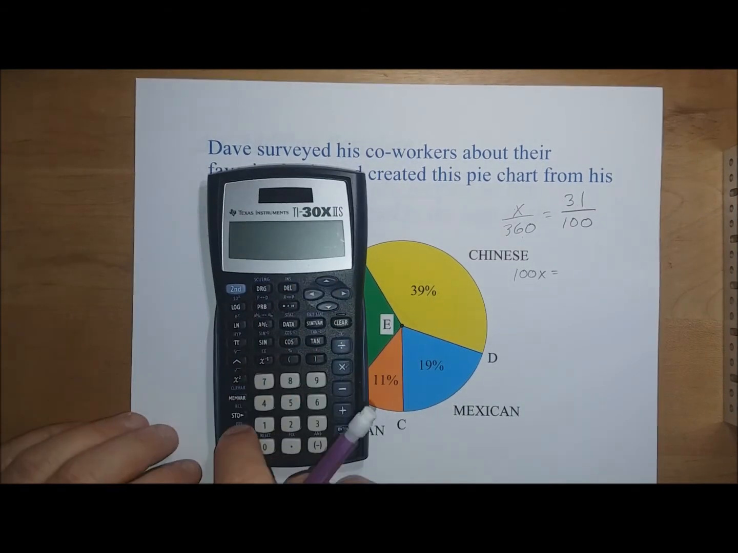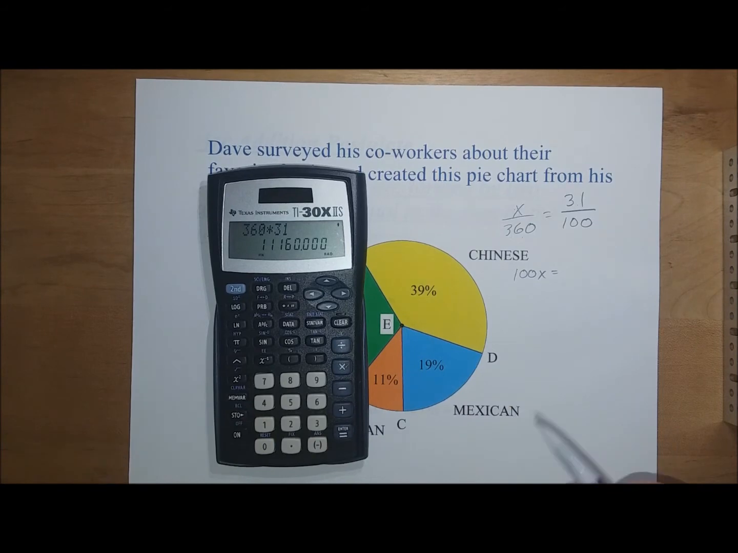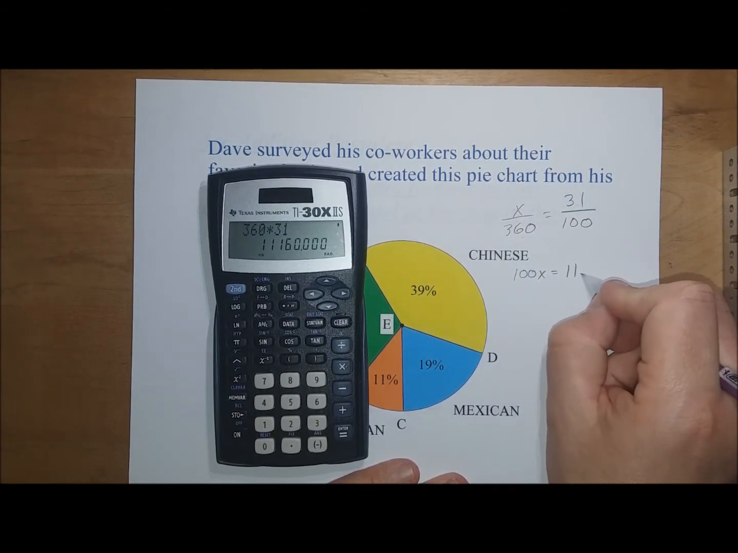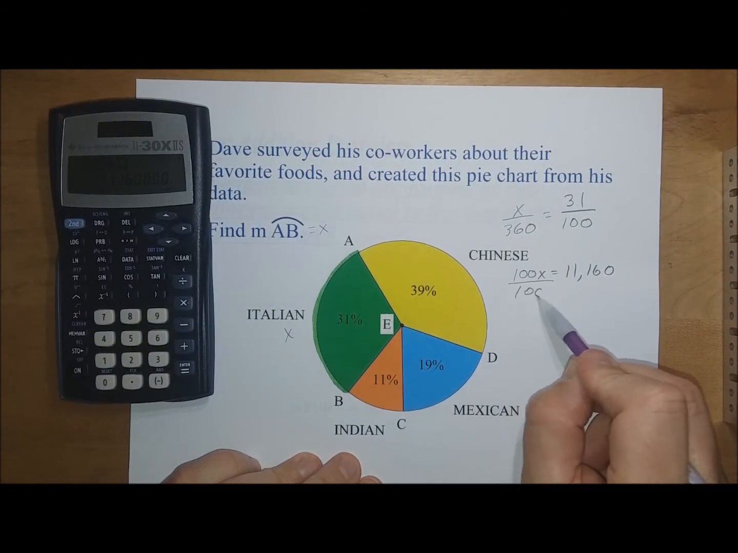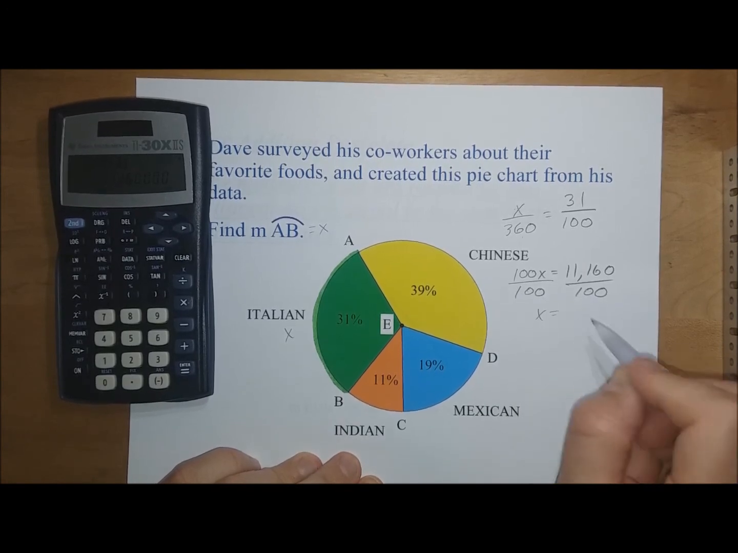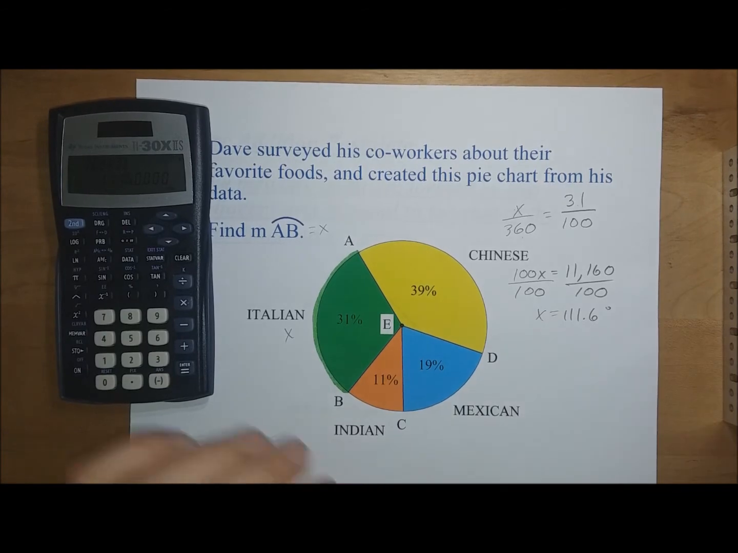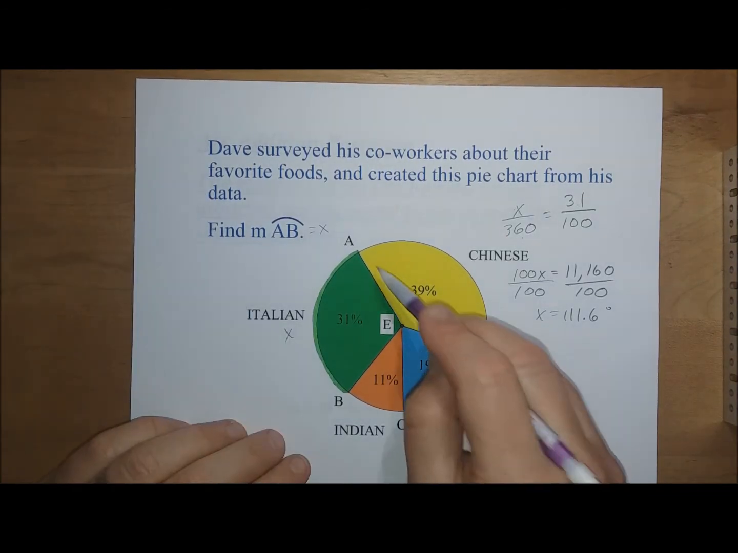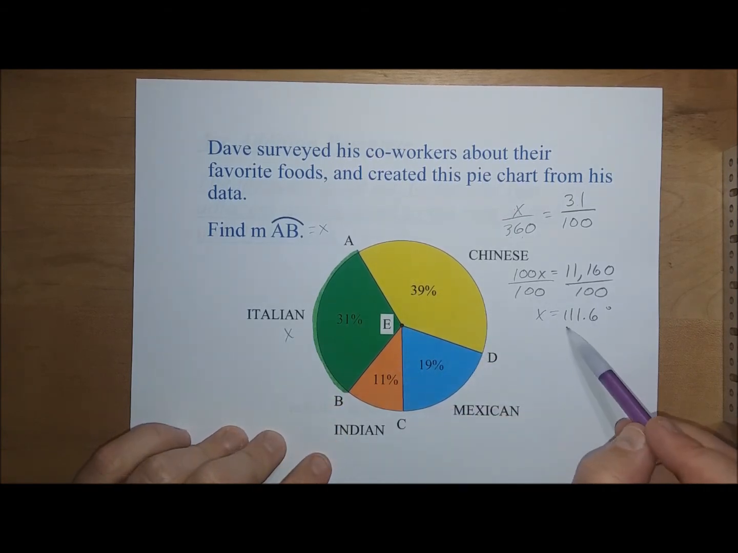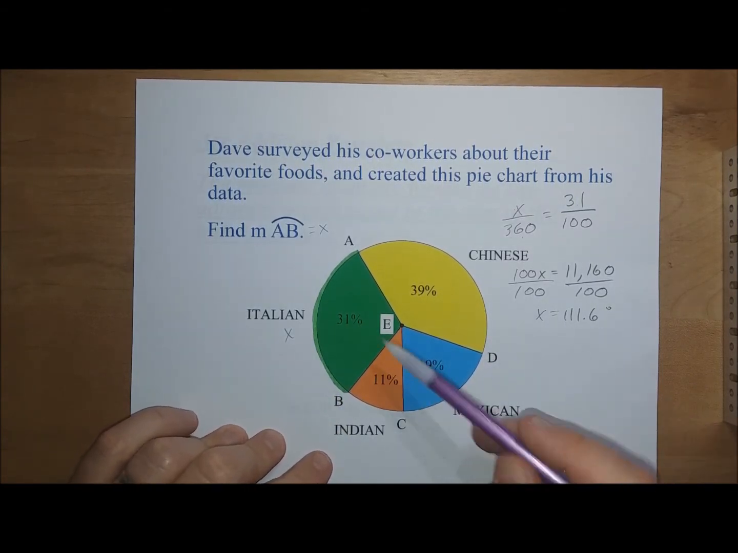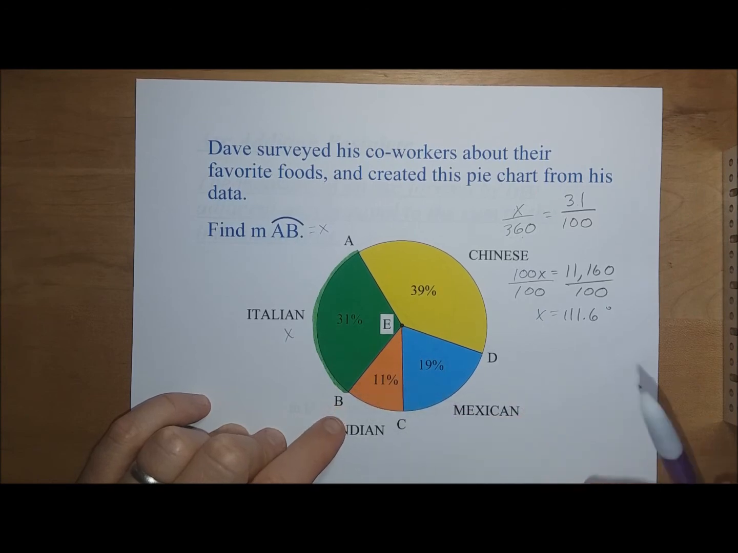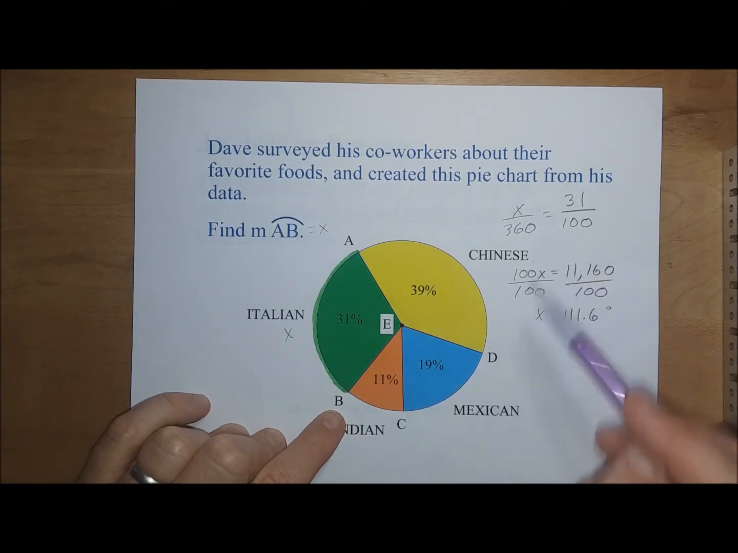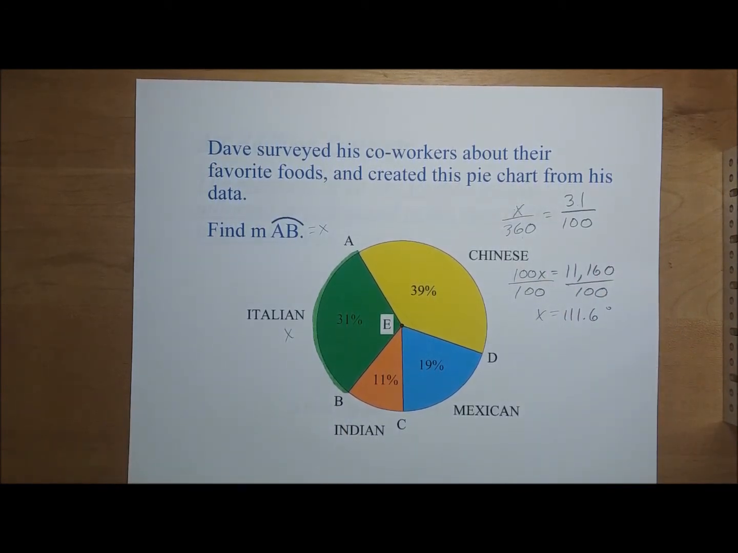That's a number I'm not doing in my head. 360 times 31 gives me 11,160. Good. And so we can divide both sides by 100. And we're going to find that X equals 111.6 degrees. Okay. Make sense? Notice we are slightly obtuse, so it makes sense that we would be 111.6. And since this arc represents 31 hundredths of a circle, then it makes sense that it should be that proportion, that ratio of degrees, X to 360. So that should help you set up your proportion.